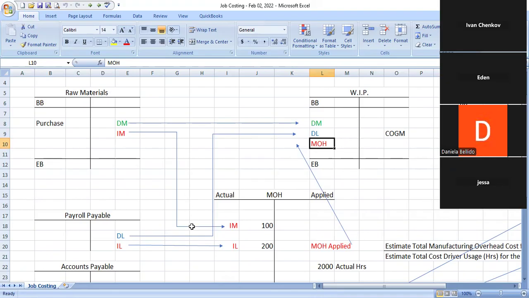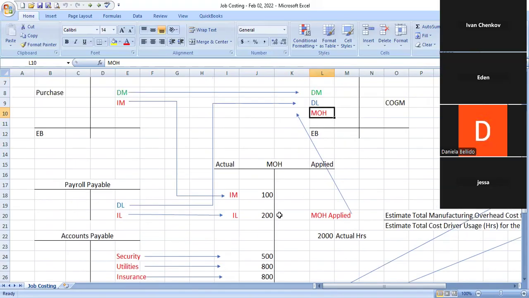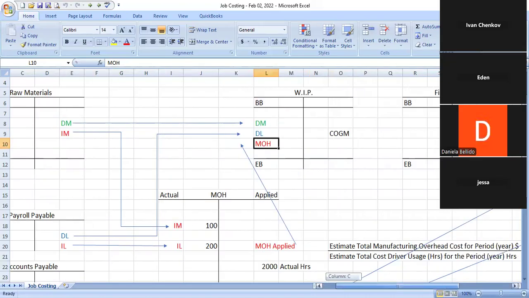So what will be that? That will be indirect material, that will be indirect labor, and any other indirect cost like security, utilities, insurance, and anything like that. So once we have those costs, and once we say, okay, those costs are ready, then that means that we have a product. At that point, we stop accumulating the cost. We're going to find out how much is the total cost in terms of direct material, direct labor, manufacturing overhead. And we're going to say, okay, we have our product ready to sell.